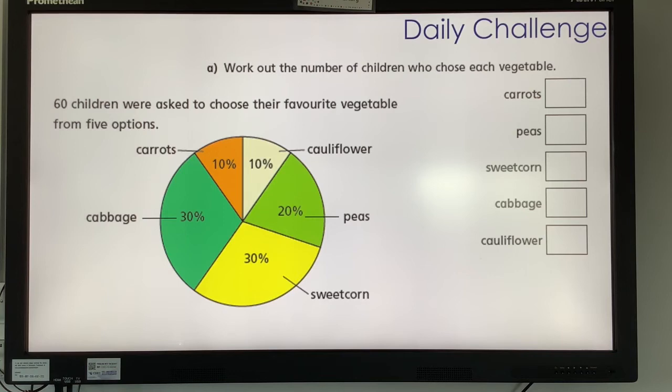Then your next question. Work out the number of children who chose each vegetable. So 60 children were asked to choose their favourite vegetable from 5 options. How many children said carrots? How many children said peas? How many children said sweet corn? How many children said cabbage? And how many children said cauliflower? Remember, there were 60 children asked in total. Good luck. So, I'm going to go through the answers.